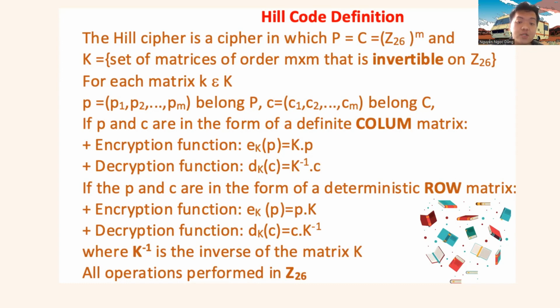The encryption function will be ek equals K multiplied by P, and the decryption function will be dk equals K to the power of -1 multiplied by C. If P and C are in the form of row matrices, then the encryption function ek equals P multiplied by K, and the decryption function dk equals C multiplied by K to the power of -1.